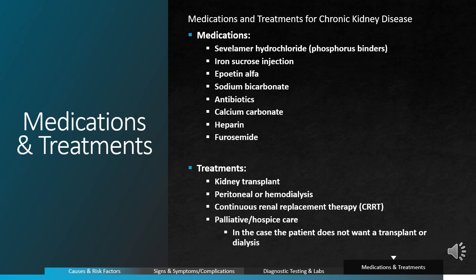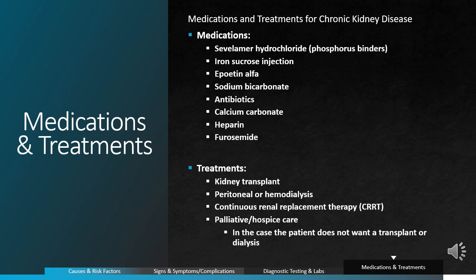Medications and treatments for chronic kidney disease include medications such as phosphorus binders, such as sevelamer hydrochloride, iron sucrose injection, epoetin alfa, sodium bicarbonate, antibiotics, calcium carbonate, heparin, and furosemide. Heparin is necessary to keep the blood from clotting in the dialyzer and is used during treatment, before for instill and after for instill in permacaths.